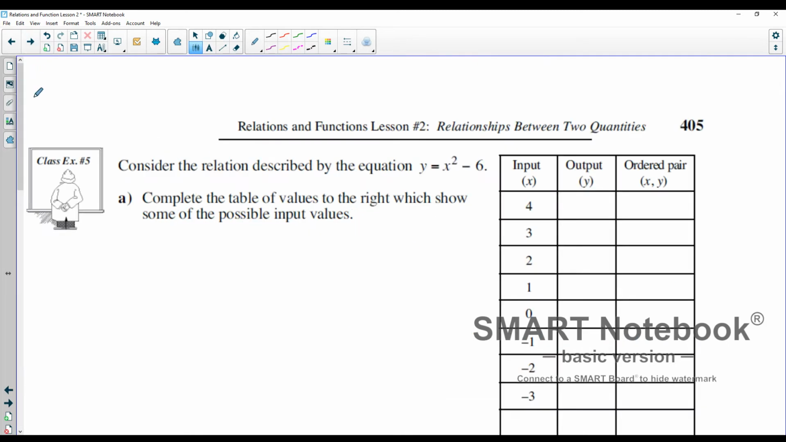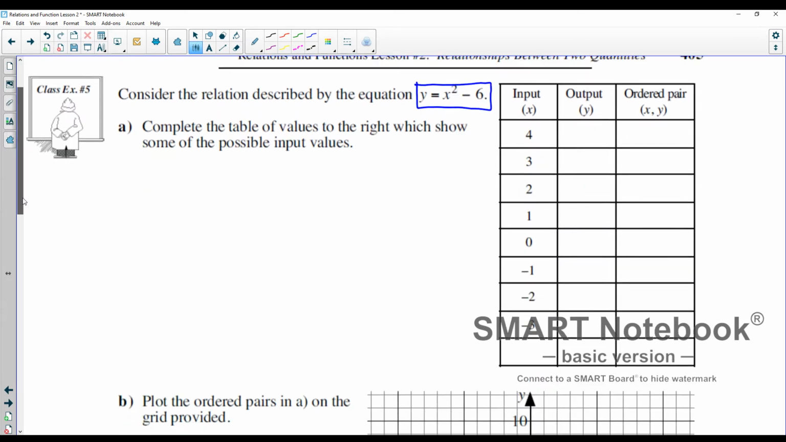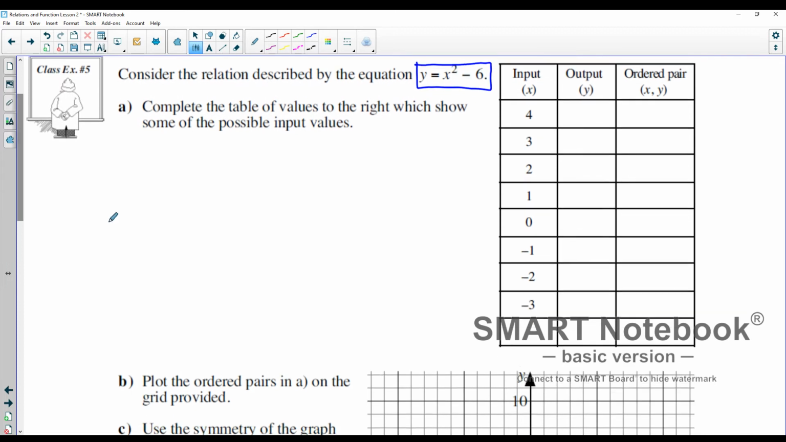Now let's look at a different type of relation, for example, 2. So this one's a bit tougher because now you have y equals x squared minus 6. So I have an exponent attached to the x. Okay, so it says complete the table of values to the right, which shows some of the possible input values. So we need to just use the equation and input x into the equation and see what the output is. So we'll start off by doing x equals 4.